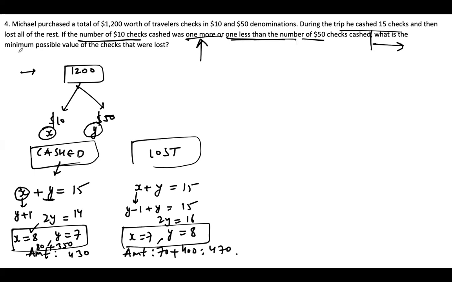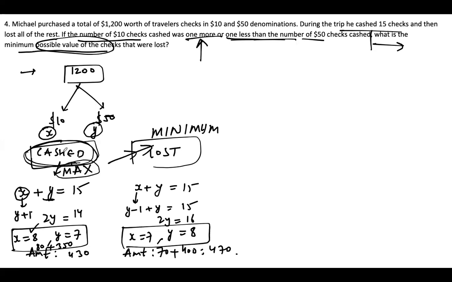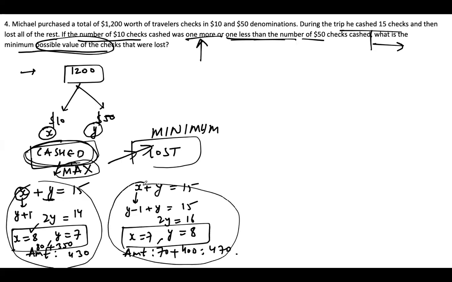What is the minimum possible value of the checks that were lost? If you want this lost value to be minimum, what should you be doing for the cashed value? That needs to be maximum. And this cashed value is maximum in this case or this case? The other one, the 470. So the cashed value is maximum here, and the total value was 1200.